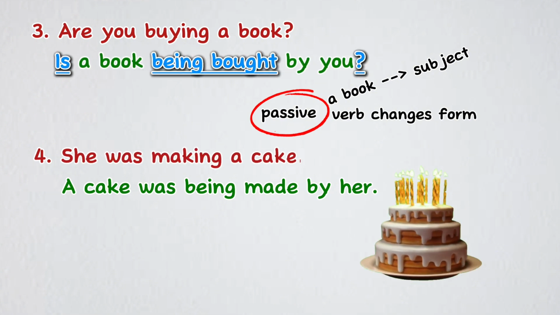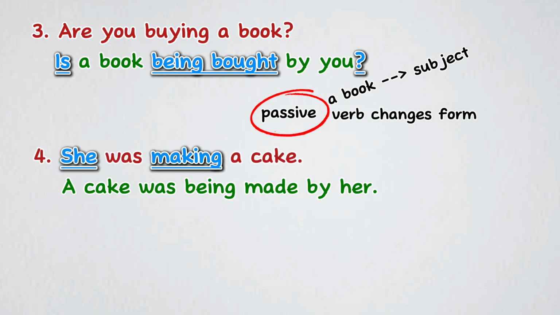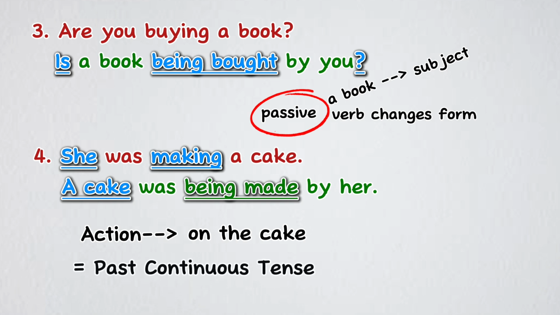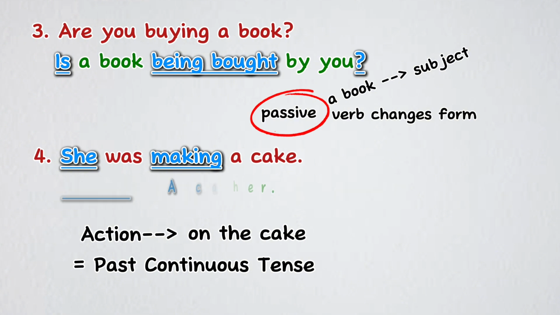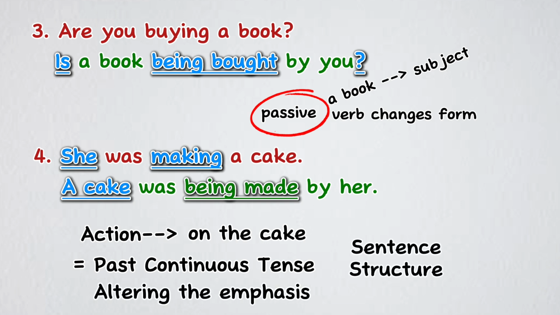She was making a cake. The passive is a cake was being made by her. She is the subject performing the action of making, and a cake is the object being made. In the passive voice, a cake becomes the focus and the subject of the sentence. The verb changes to a form that highlights the action being performed on the cake, maintaining the past continuous tense. Hence, she was making a cake becomes a cake was being made by her, preserving the original meaning while altering the emphasis and the sentence structure.